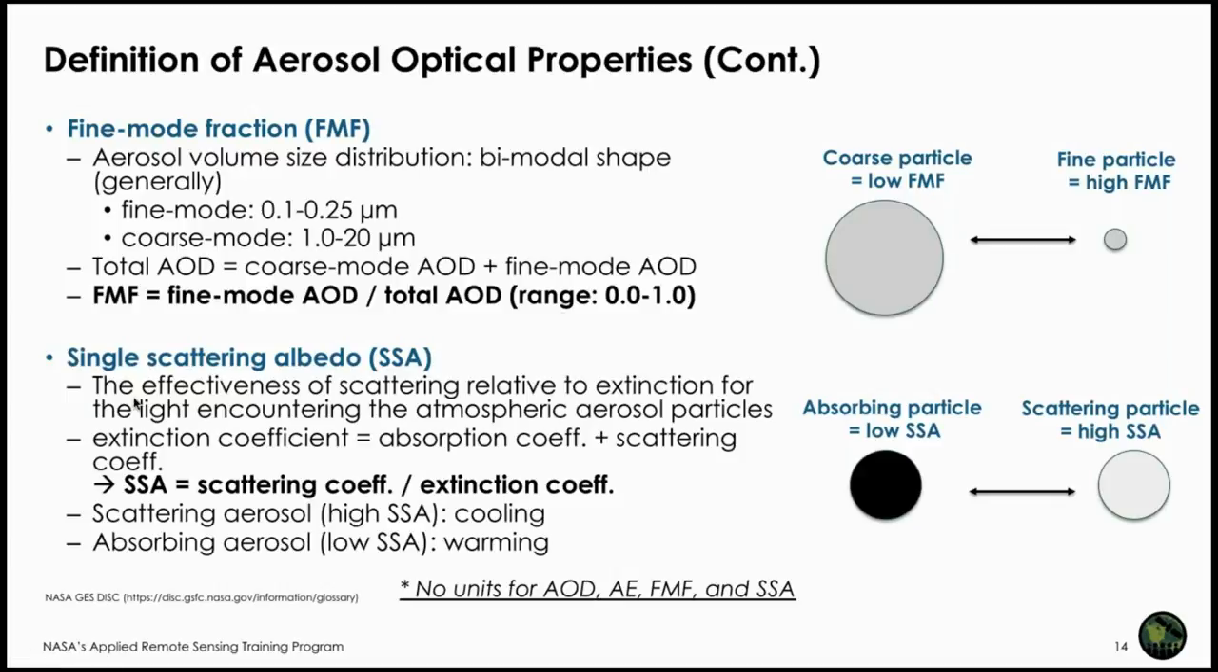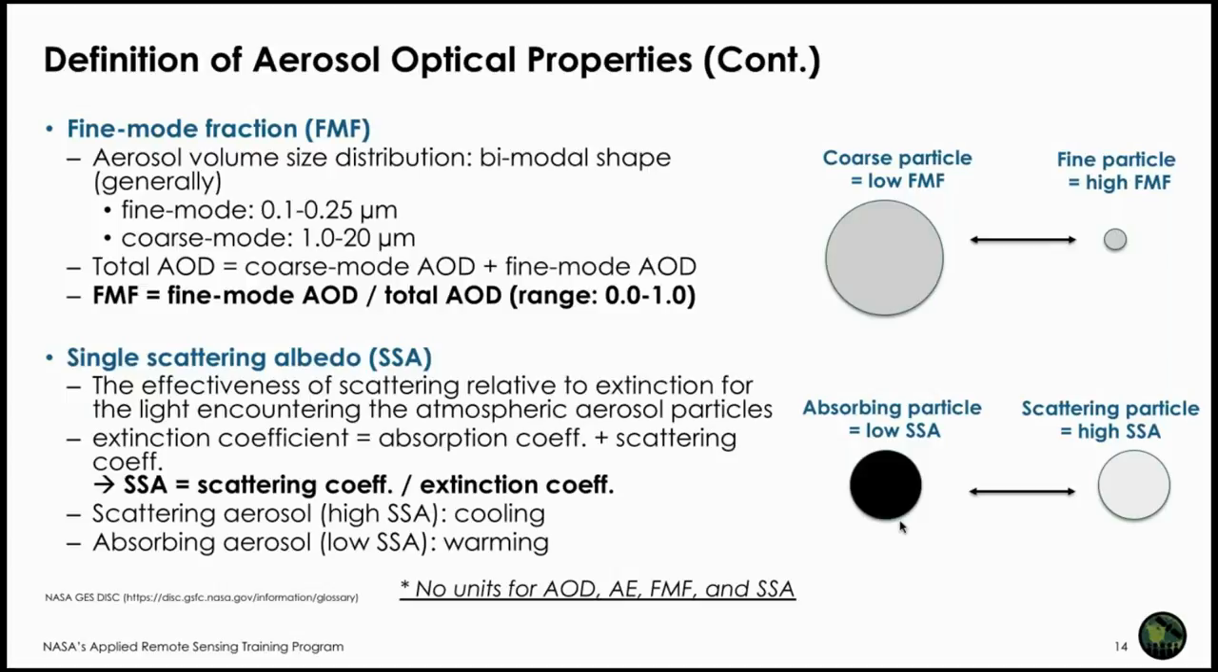The last one is the single scattering albedo. The single scattering albedo is the effectiveness of scattering related to extinction. If light meets an aerosol particle, the light is either scattered or absorbed. So the absorption coefficient plus the scattering coefficient means the extinction. So single scattering albedo is defined as the scattering coefficient divided by the extinction coefficient. We can see this in the right figure. Absorbing particles like black carbon show a low single scattering albedo. They absorb more light. So if there are many absorbing particles there, the atmosphere is warmed.